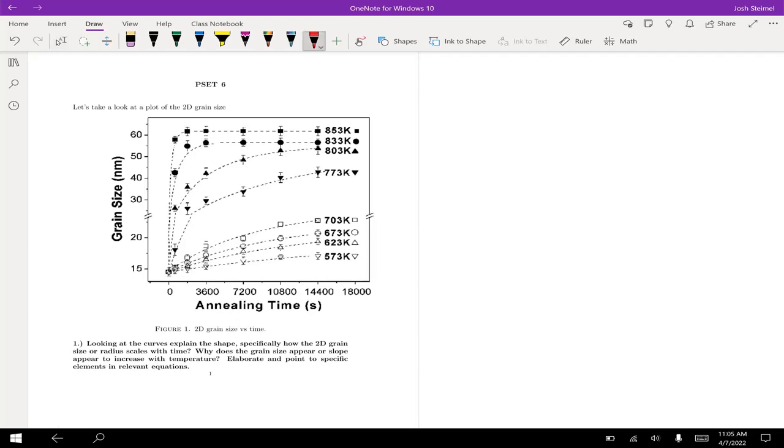Everyone, we are back and we are going to do our Pset 6 solution videos. So here we're looking at 2D grain growth.